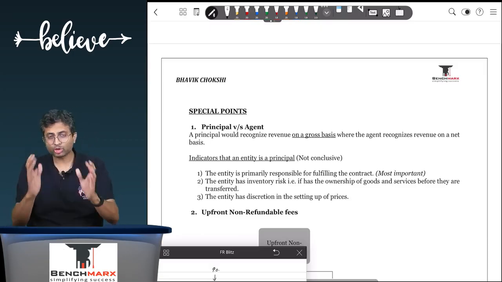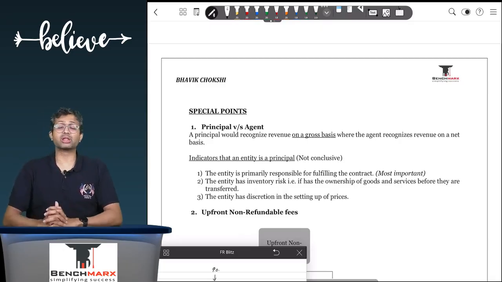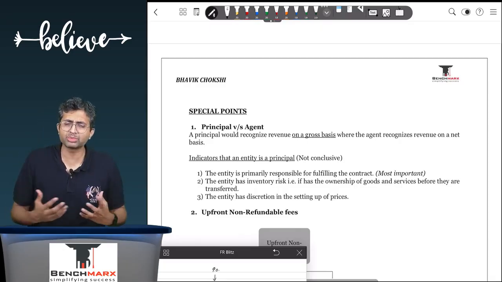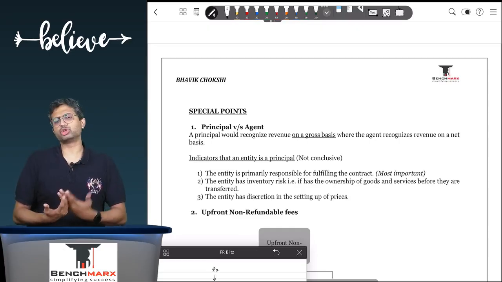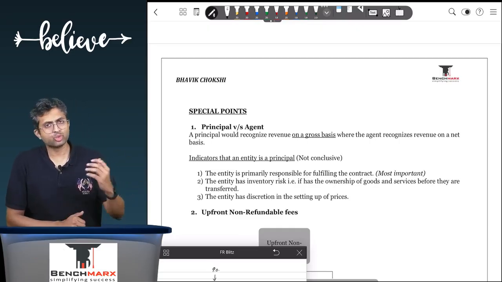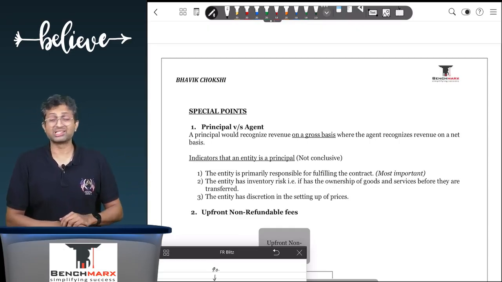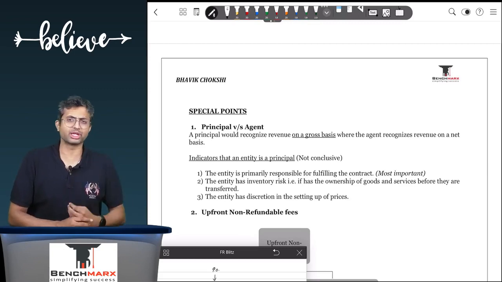You have to look at the facts of the case very clearly, see who is primarily responsible. If you are primarily responsible, not acting on behalf of someone else, then you can be acting as a principal and not an agent, in which case you can recognize gross revenue.